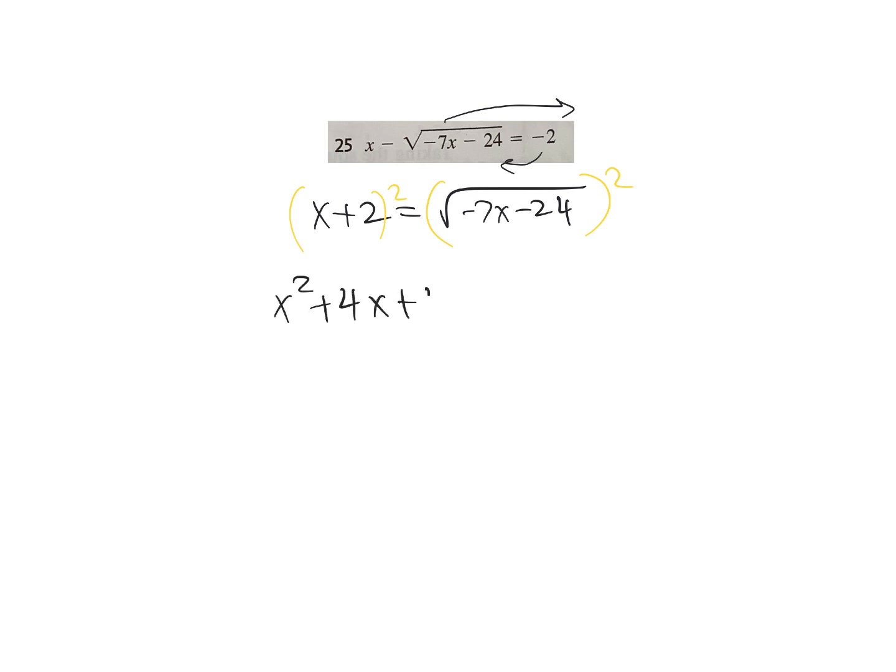Again, get the radical by itself. So I'm actually going to move this over here to make it positive, and I'll add the 2 to the left. So I have x plus 2 equals square root of negative 7x minus 24. It doesn't matter. It'll work out either way you do this, okay? I just like to look at it in a positive fashion. So square both sides, and we get x squared plus 4x plus 4 equals negative 7x minus 24.